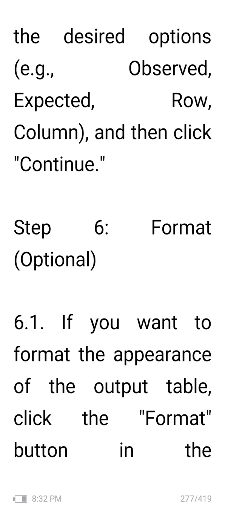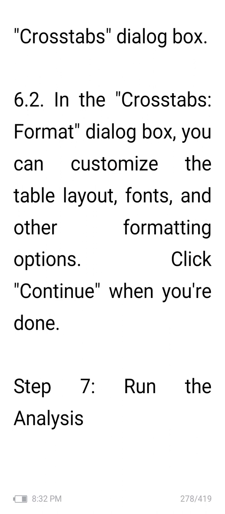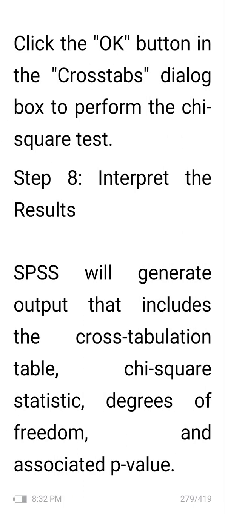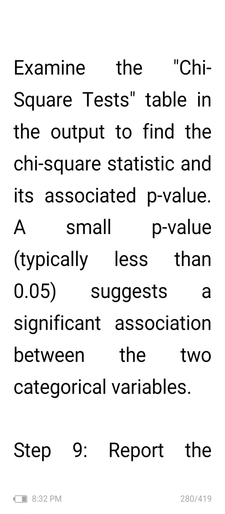And format. If you want to format the appearance of the output table, click the format button in the crosstabs dialog box. In the crosstabs format dialog box, you can customize the table layout, fonts, and other formatting options. Then click continue when you are done. Run the analysis. Click the OK button in the crosstabs dialog box to perform the chi-square test. Then interpret the results. SPSS will generate output that includes the cross tabulation table, chi-square statistic, degrees of freedom, and associated p-value.